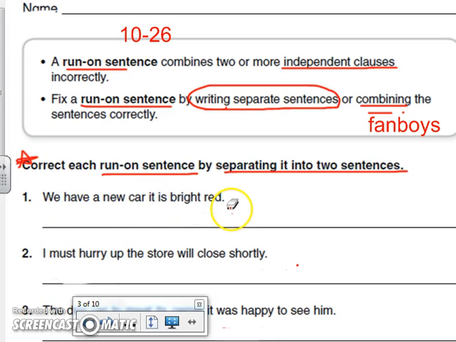How do I take that sentence and write it into 2 complete independent clauses or sentences? So what I want you to do is pause recording and rewrite this sentence into 2 sentences. We want to separate. Put it on pause, and then we'll check our answers.